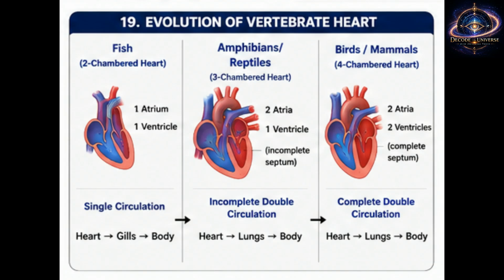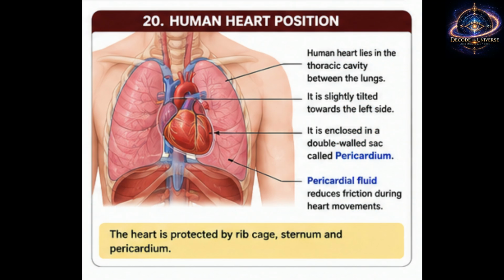18. Heart sounds. During every cardiac cycle, 2 heart sounds are heard. Lub: closure of tricuspid and bicuspid valves. Dub: closure of semilunar valves. These sounds are clinically important. Real-life example: when a doctor places a stethoscope on your chest, they listen to lub-dub sounds to check heart function.